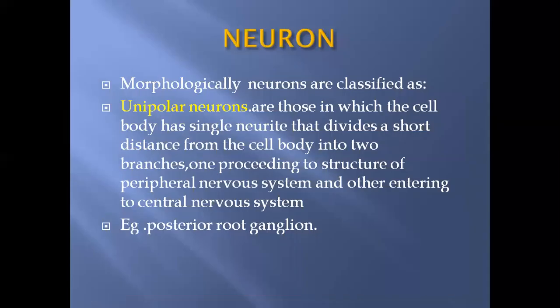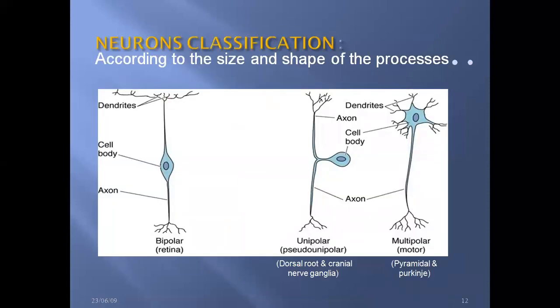Neuron. Morphologically, neurons are classified as unipolar, bipolar, and multipolar neurons. Unipolar neurons, as you see in this diagram, have a single neurite which divides into two processes. One process goes to the CNS and the other process goes to the peripheral nervous system. The best example of a unipolar or pseudo-unipolar neuron lies in the dorsal root ganglion.